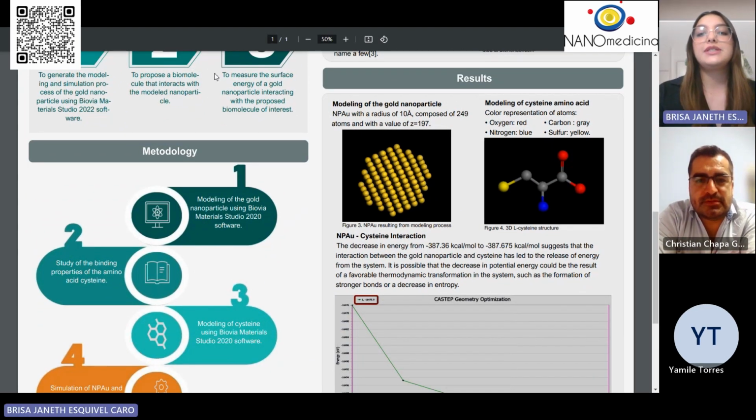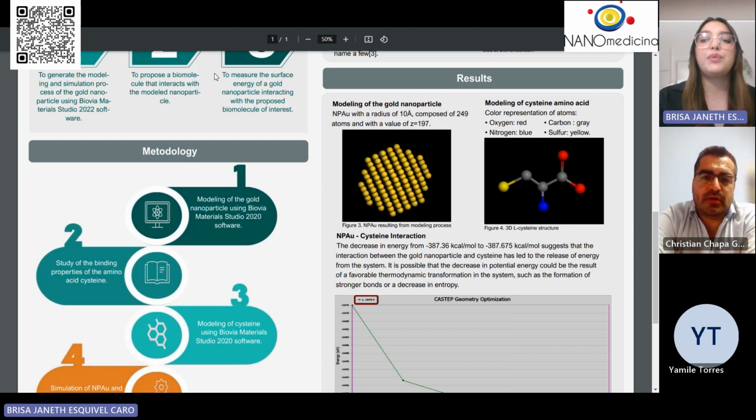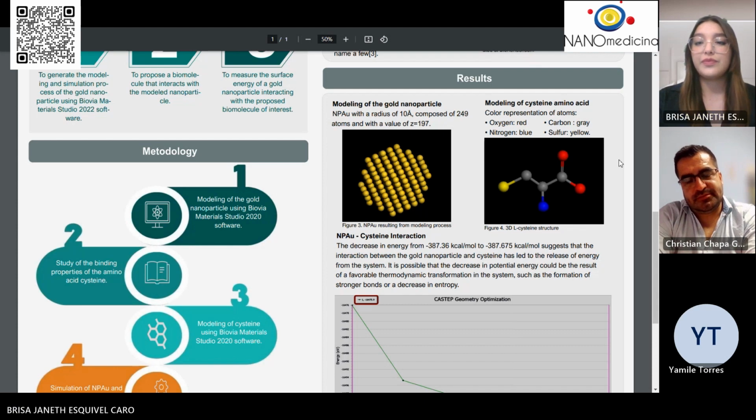Figure number 3 represents the results of the modeling process for the gold nanoparticle. We have the gold nanoparticle with a radius of 10 angstrom, which is equivalent to 1 nanometer, composed of 249 atoms with an atomic mass of 197. On figure number 4, we can see the representation of the amino acid cysteine. We can see the structure of the L-cysteine, which is composed of a carboxyl group, an amino group, and the thiol group. L-cysteine also exhibits chelating properties, which means it has a high affinity for metals.